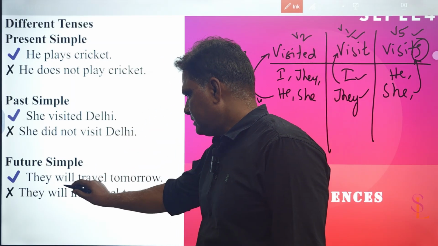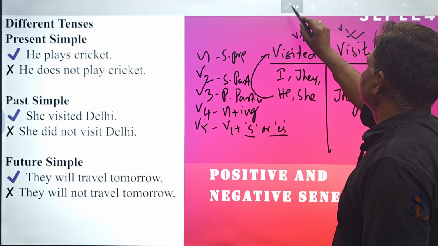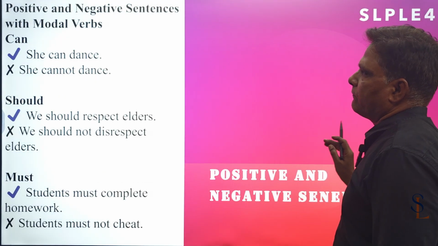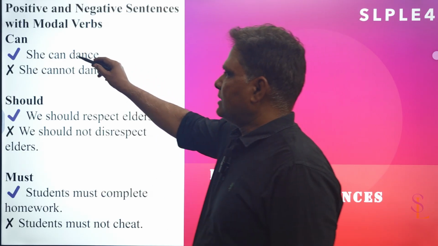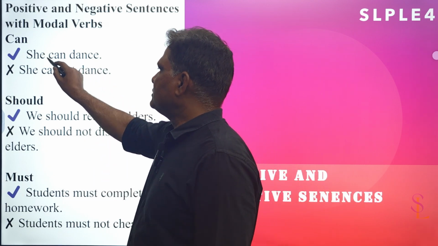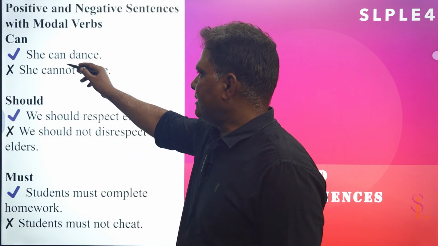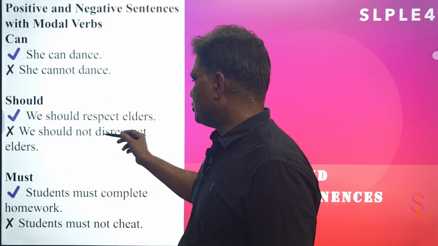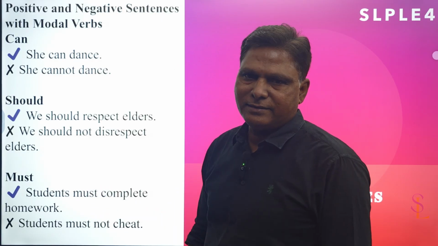Then future, they will travel tomorrow, they will not travel tomorrow. Positive and negative sentences with modal verbs. Modals are can, could, will, would, shall, should, etc. So she can dance, she cannot dance, just merely adding not. We should not disrespect. Students must, students must not cheat, etc.